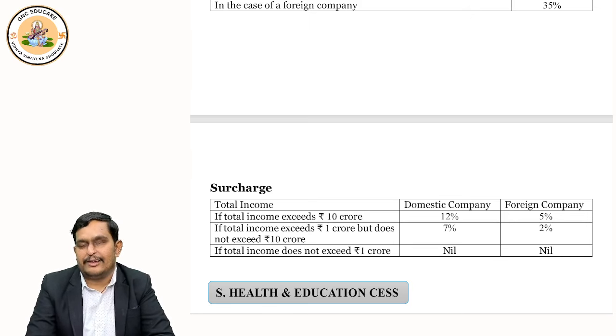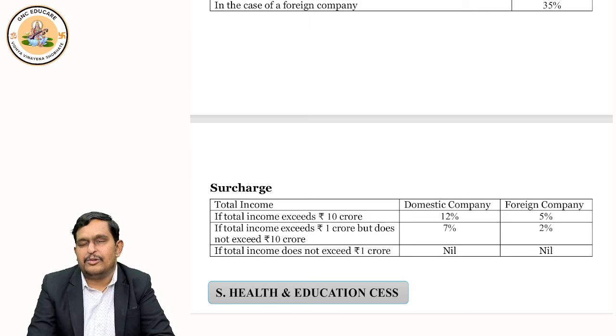So let's continue. We understood for foreign companies, what is the rate of surcharge? Up to 1 crore, no surcharge. 1 crore 1 rupee to 10 crore, 2% surcharge. More than 10 crores, your surcharge rate will be 5%. For domestic company, up to 1 crore, no surcharge. 1 crore 1 rupee to 10 crore, the surcharge rate would be 7%. More than 10 crore, your surcharge rate would be 12% for domestic companies. Now you understood the surcharge also.